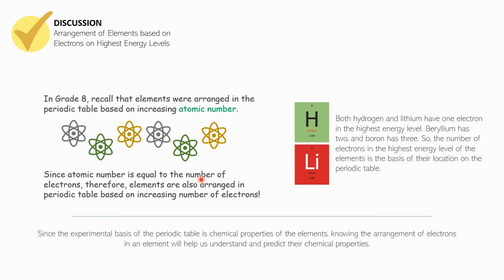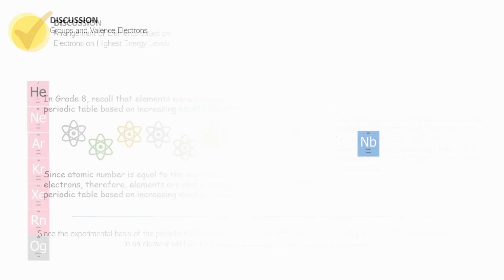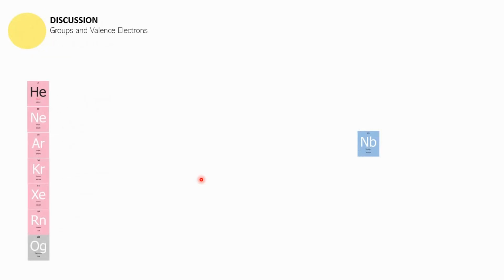For the second part of our session, the discussion is all about the arrangement of elements based on electrons in the highest energy levels. The last part of this session is a discussion on groups and valence electrons.